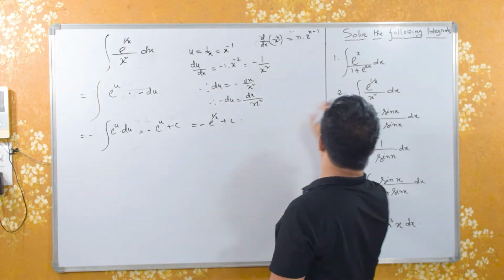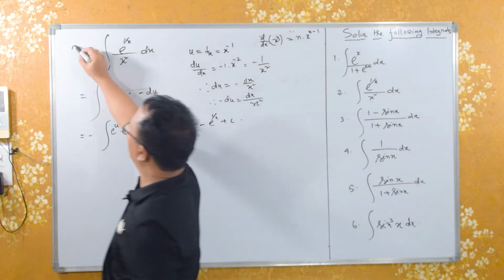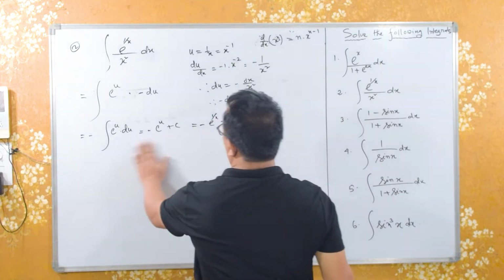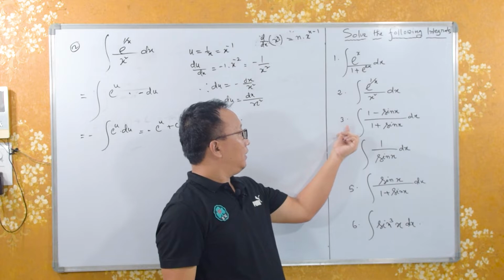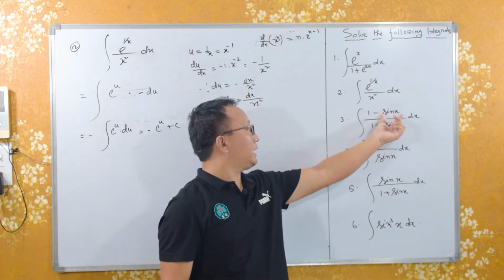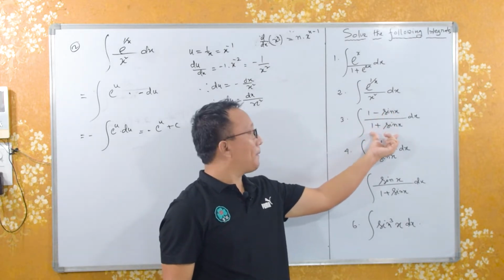This is the required answer for 2. This is for 2, okay? Now for 3, now you have to think. Now we have the integral of (1 minus sin x) upon (1 plus sin x).